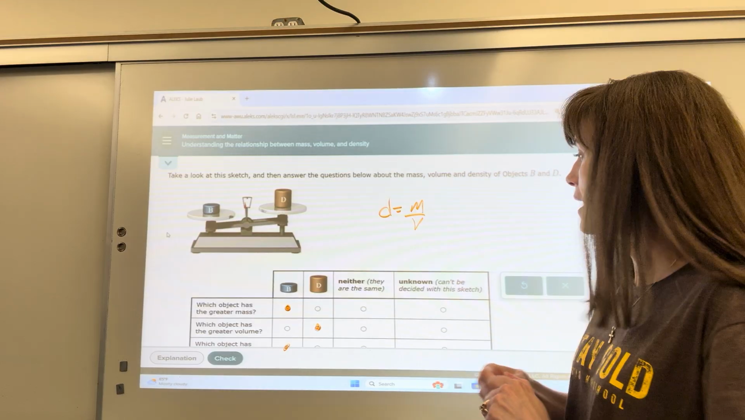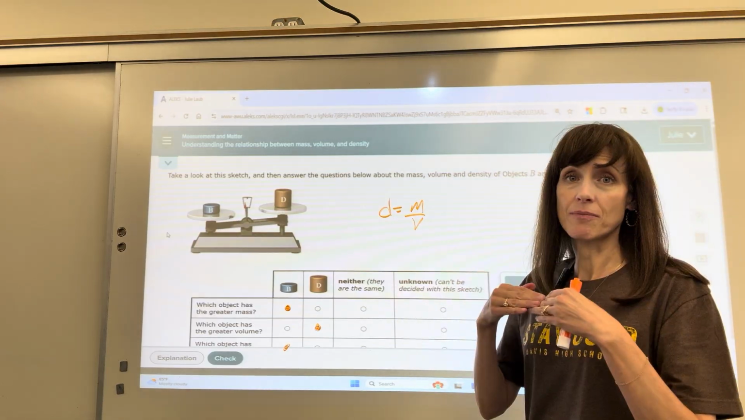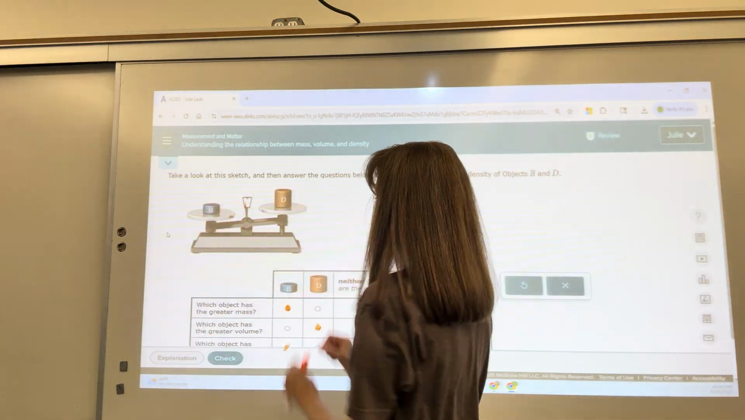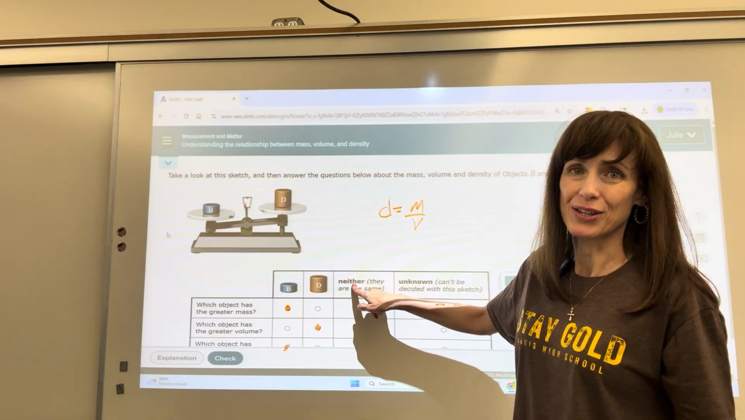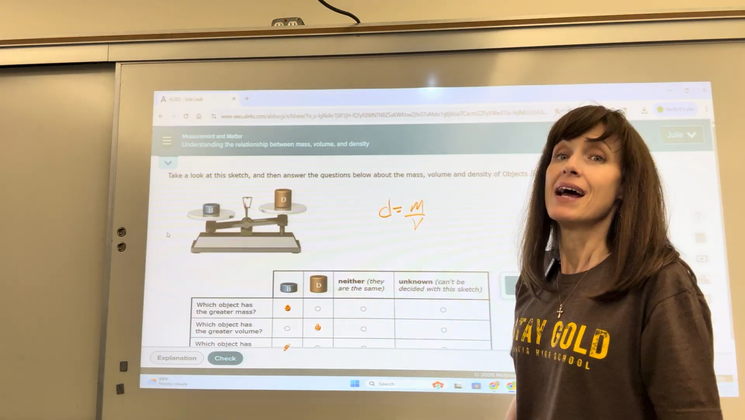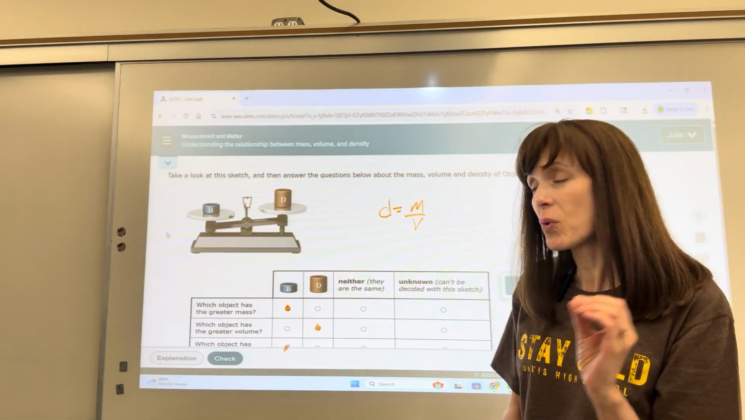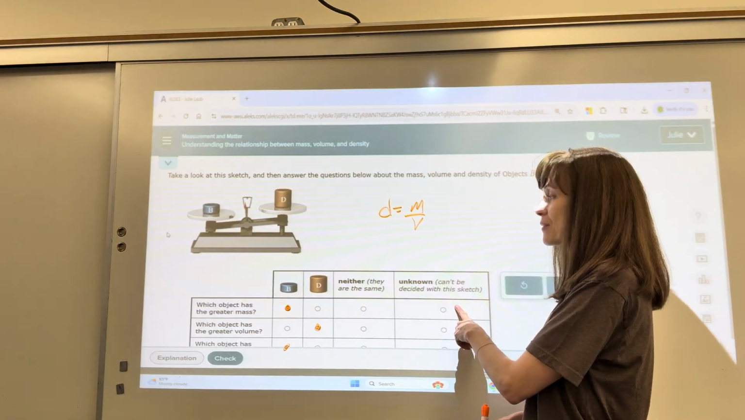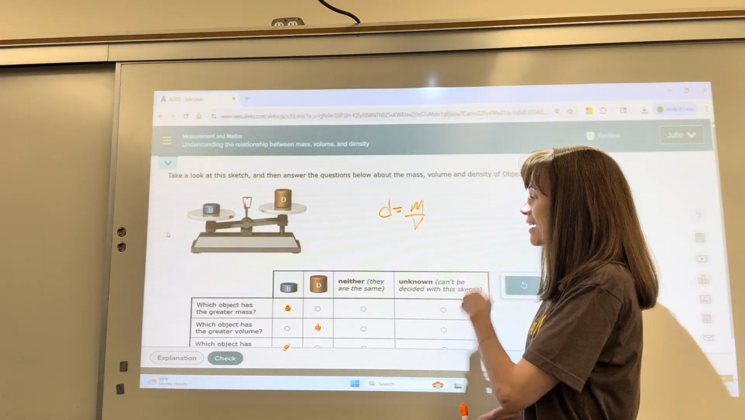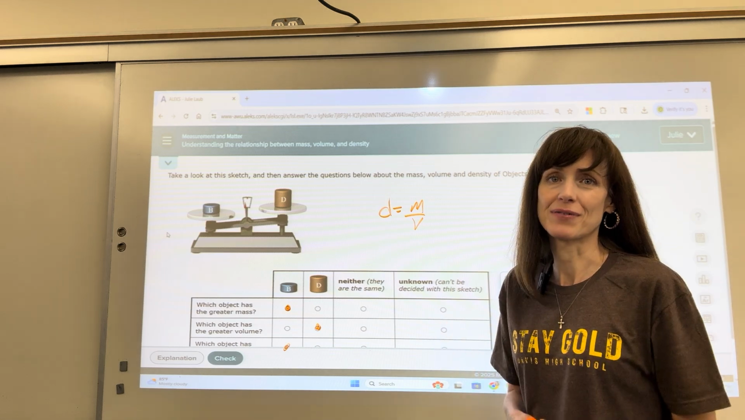Now, I do want to highlight, if you had the same, so say that you had the same volumes, you select neither. That means they are the same. And you will have some moments where you don't have enough information to figure out the density. And in that case, you put unknown. You don't have enough information.